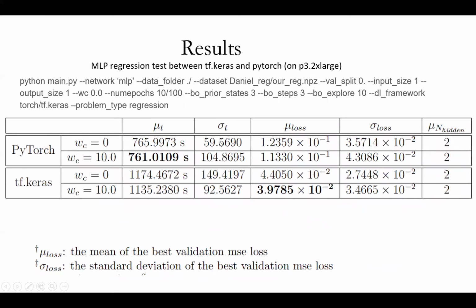Here are our results on the MLP regression. PyTorch is also faster than TF.Keras. While this time, the performance of TF.Keras is rather better than PyTorch, because its loss is 10 to the minus 2, while the PyTorch loss is 10 to the minus 1.